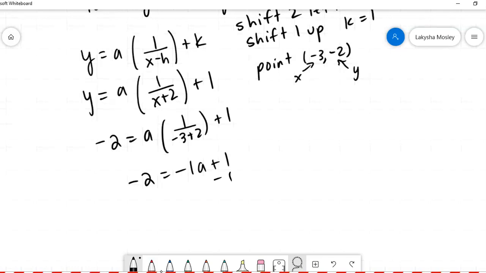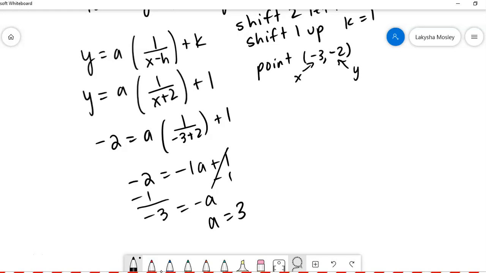I'm going to subtract 1 from both sides. Negative 3 equals negative a. So I got a is equal to 3. But the first time I did it, I did not get that. What did I do? Negative a plus 1. Yep, okay. I got a is 3, guys.